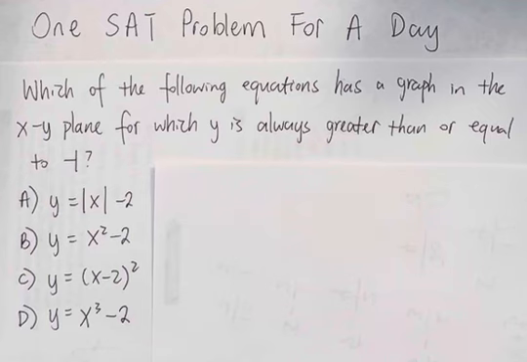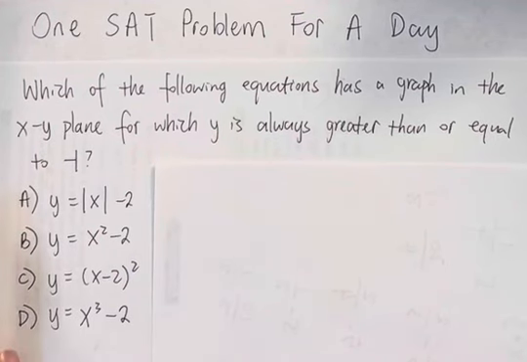Today we're going to be looking at this question, which is asking for the equation whose graph in the xy plane has y always greater than or equal to -1. Even though it's asking for the graph, we really don't have to draw it out. We can just look at the equations it provided to us and compare the possible outcomes with the answer that we want. Otherwise it would be really complicated. So I will show you the simplest way, where you don't have to plug in any numbers and you just use common sense to solve these problems.